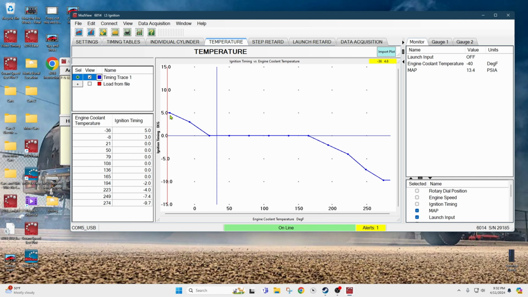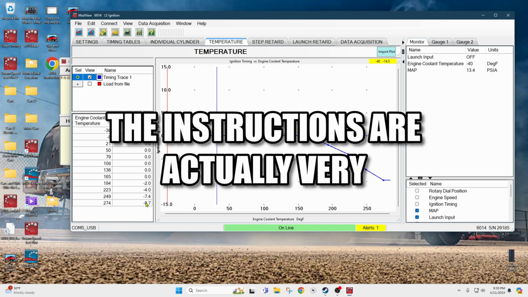So again, if you're not using the temp sensor, you need to come in here and zero this out. And if you are, it's worth peeking in here to see what temperature it's actually showing you. If it's not showing you something like your engine temperature, or it's showing you -40, you need to realize your sensor's failed, and then you need to zero it out. The instructions are actually very misleading.